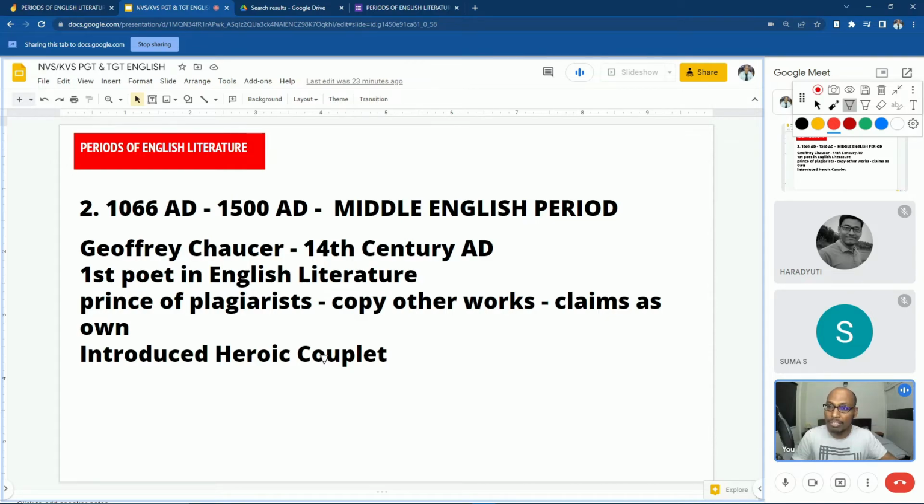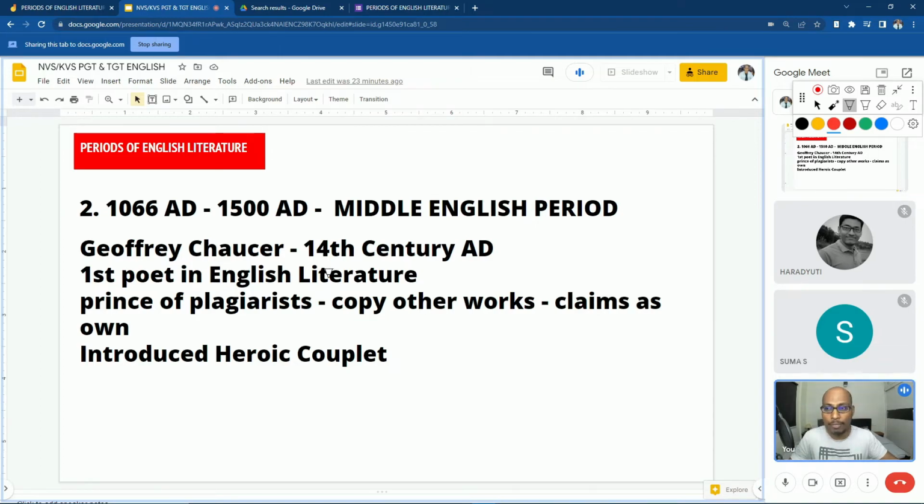Then we have Geoffrey Chaucer. The age of Chaucer we call the 14th century AD. So Chaucer belongs to which century? 14th century AD. They will give you a question: what is the century of Chaucer? 13th century, 14th century, 15th century, 16th century. What is the right option? 14th century. And he is considered the first poet in English literature.